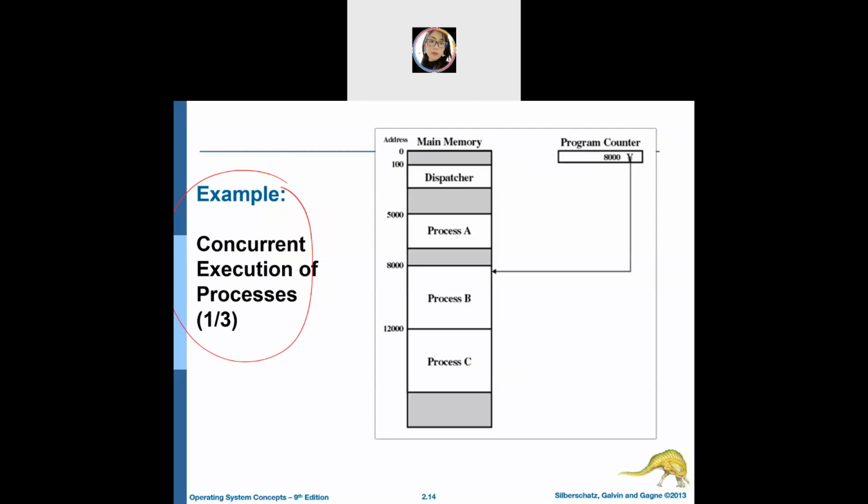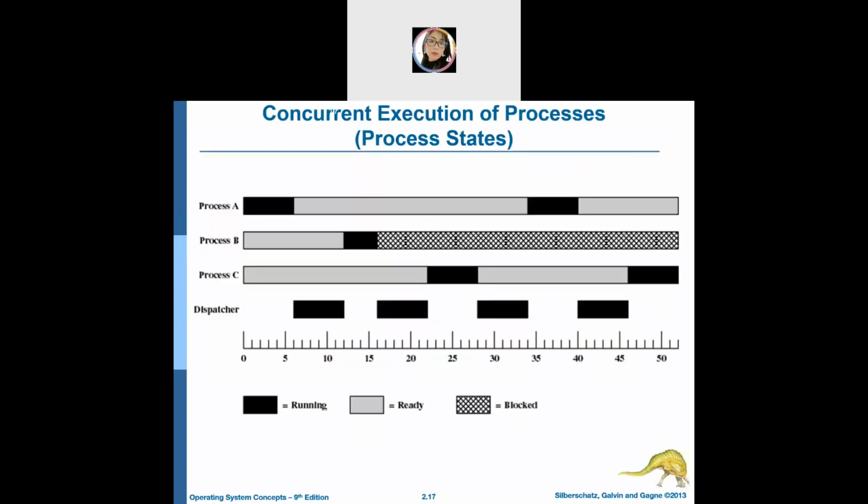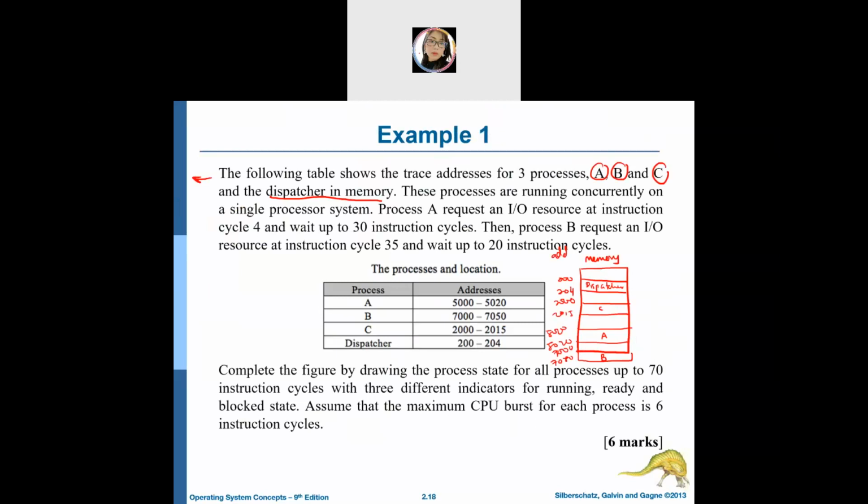But you can see it's much clearer in explanation. So you know where the things are that we'll be having. Next, let's read the instruction. The processes are running concurrently, similar, okay, on a single processor system. If you have a single processor, it means that you can only execute one at a time. You cannot run A and B together.